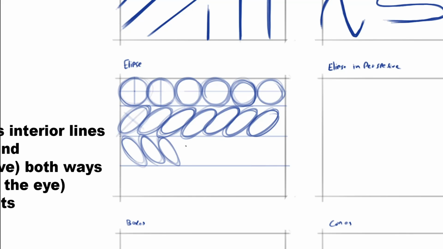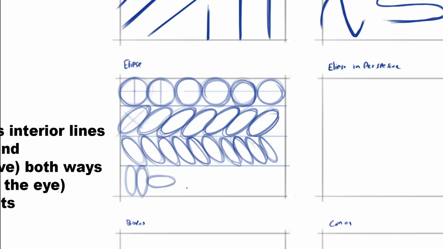And go slower here. I'm going faster because I just want to demonstrate it for you. But you should take your time and make it much cleaner than mine here. Next row, you can mix between the vertical ellipses and the horizontal ellipses, making sure it's a round ellipse and not a pointy one. And you can fill a whole page drawing these in different orientations.